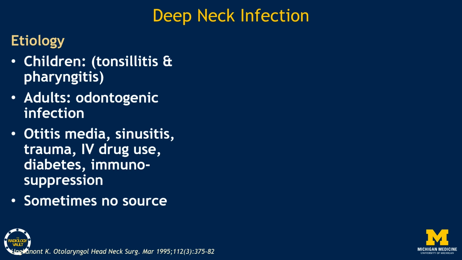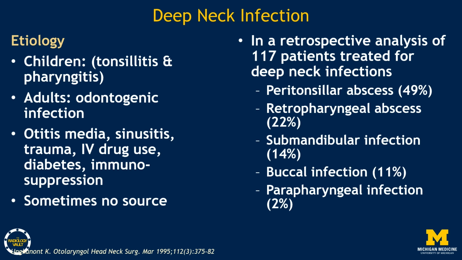The majority of these infections in pediatric patients are related to tonsillitis and pharyngitis, compared to adult patients, who have it related to odontogenic infections. Sometimes there is no source for these infections. Approximately half of these infections will occur in the peritonsillar region as peritonsillar abscess, with fewer of these lesions occurring in the retropharyngeal, the submandibular, and the buccal space region.